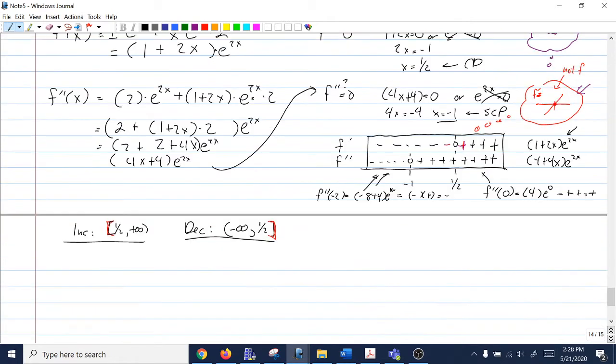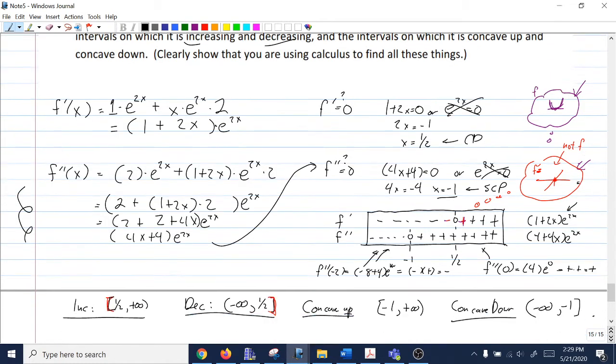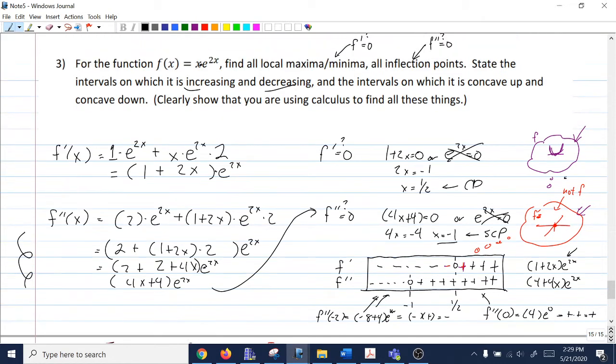When is it concave up, concave down? Concave up on when the second derivative is positive, so that's -1 to infinity. We're concave down on negative infinity to -1. Again, bracket parentheses don't matter too much. Infinity always gets parentheses because it's not a number. Is that everything they asked for?